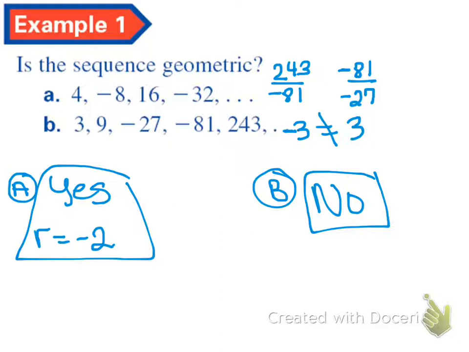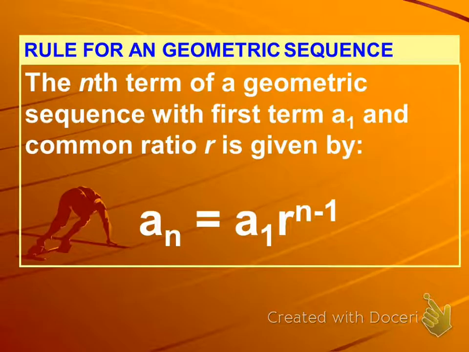Alright, let's go on to the next example. Before we do our next example, we need to talk about how to write the rule for a geometric sequence. In a geometric sequence, you can write the rule for any term by taking the first term and multiplying it times the ratio raised to the power of n minus 1. Remember, n represents the number of the term that you're finding, r is the ratio, and a sub 1 is your first term. So let's give it a try.